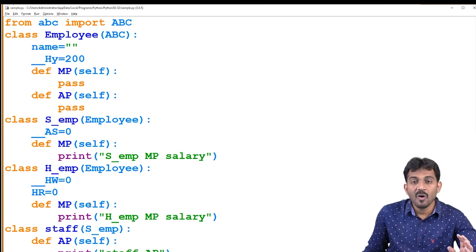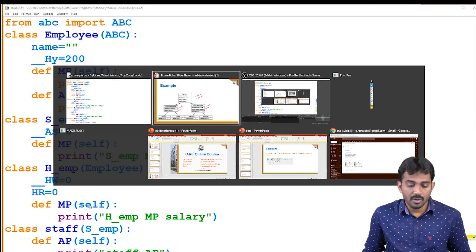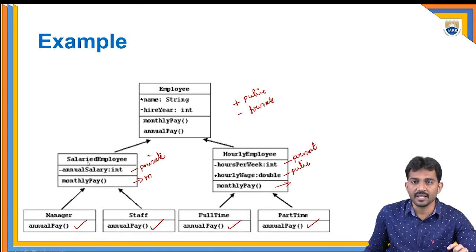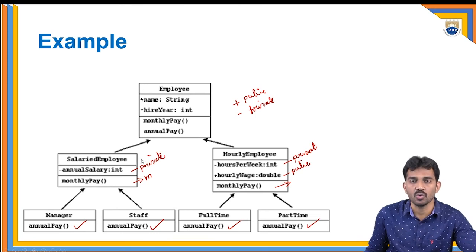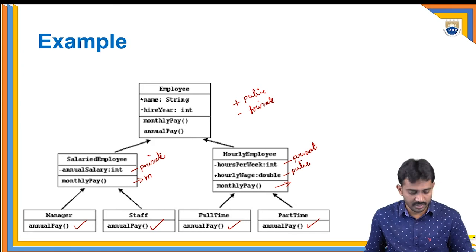If you observe here, all four features are available. What are those? Polymorphism, encapsulation, abstraction, and inheritance. I applied four features. Observe carefully. This is the given diagram. I just converted the diagram into the code. This is called reverse engineering. Code to diagram is called forward engineering. Right?